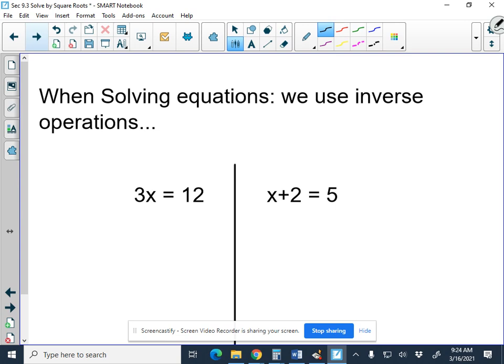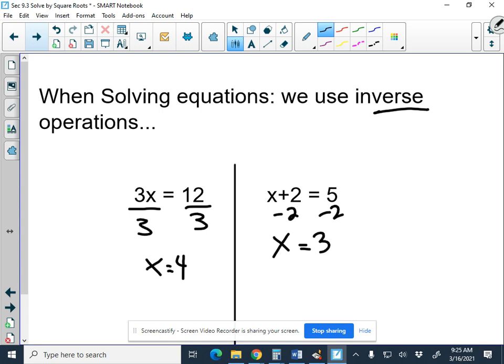Let's remember when we solve equations, we use the inverse operation. So for instance, over here, 3x equals 12. What do we do to solve that? Divide by 3. That's the inverse. Right now it's 3 times x. We divide by 3, we get x equals 4. Just reminding us of our algebra skills. What do we do to solve the other one? Subtract 2, because that's the inverse of adding 2, and then you get x equals 3. So those rules apply. We're just using algebra. It's something we already know.